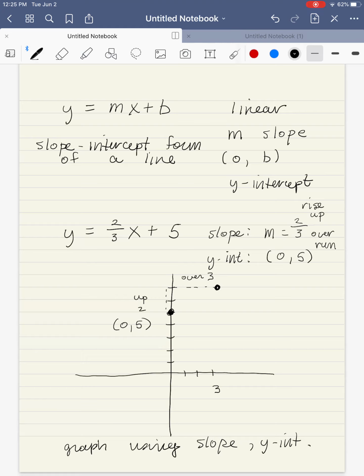And I can see that this ordered pair, this one was 0,5, my y-intercept. And this one, if I went up 2, that's changing the 5 to a 7. And over 3, that's changing the 0 to a 3. And I have the ordered pair 3, 7. And then I can just draw my straight line straight through those 2 points. And I have graphed the line using the slope and the y-intercept.